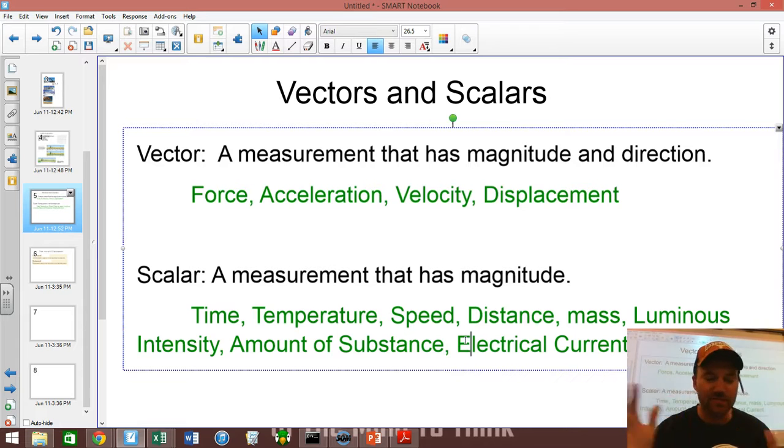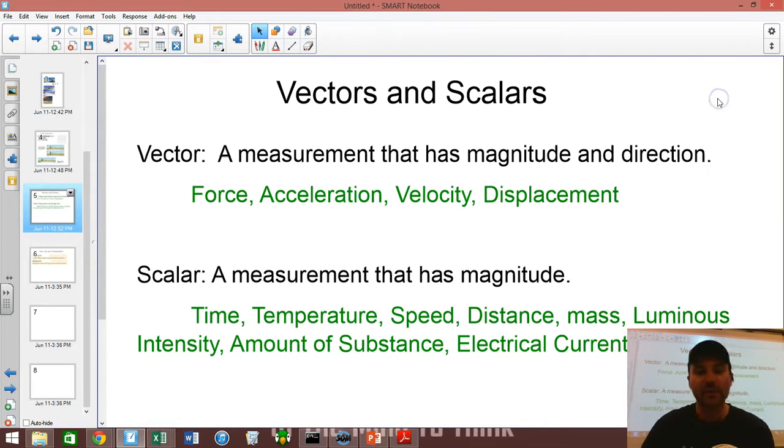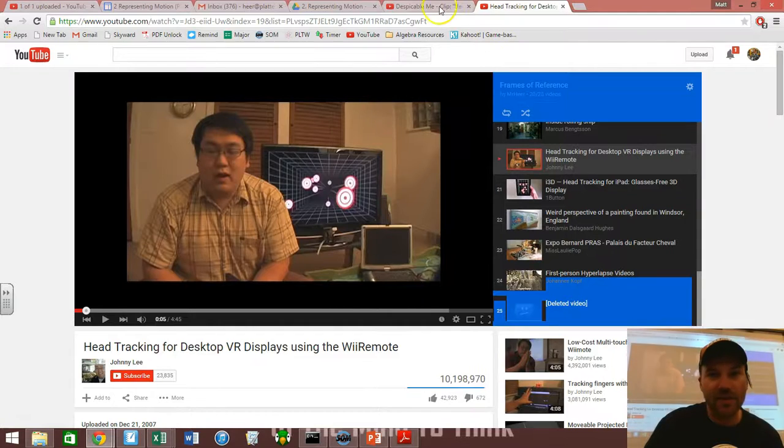And I don't mean direction like positive or negative, like time. I'm running time forward, I'm running time backwards. No, that doesn't make a difference. A vector is a measurement that has both magnitude and direction.